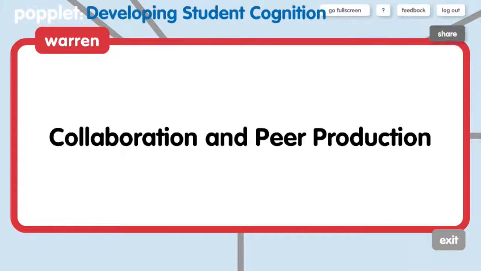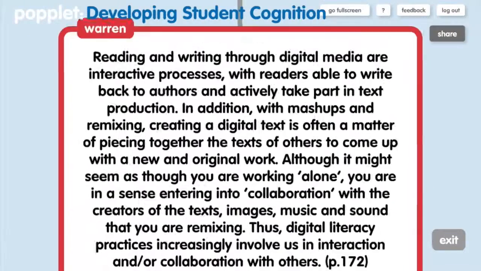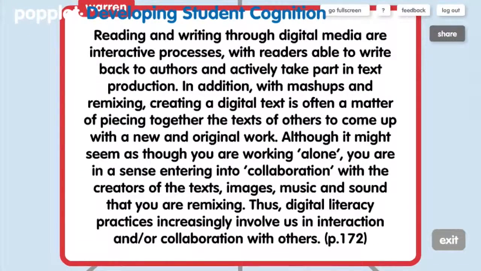So what we're talking here is the whole concept of collaboration and peer production. Reading and writing through digital media are interactive processes, with readers able to write back to the author and actively take part in text production. In addition, with mashups and remixing, creating a digital text is often a matter of piecing together the texts of others to come up with a new and original work. Although it might seem as though you are working alone, you are, in a sense, entering into collaboration with the creators of the text, images, music, and sound that you are remixing. Thus, digital literacy practices increasingly involve us in interaction and collaboration with others.